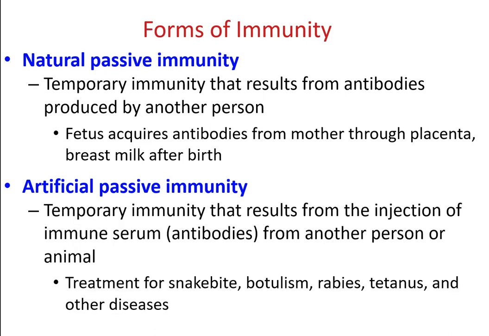Now, artificial passive immunity is where you would get injected with antibodies from another person or from an animal. And there are a few different reasons or types that you would get. For example, if you're going temporarily to another country or another area, you might receive some pre-made antibodies just to protect you. But you can also see there are different examples for rabies, for tetanus, etc.